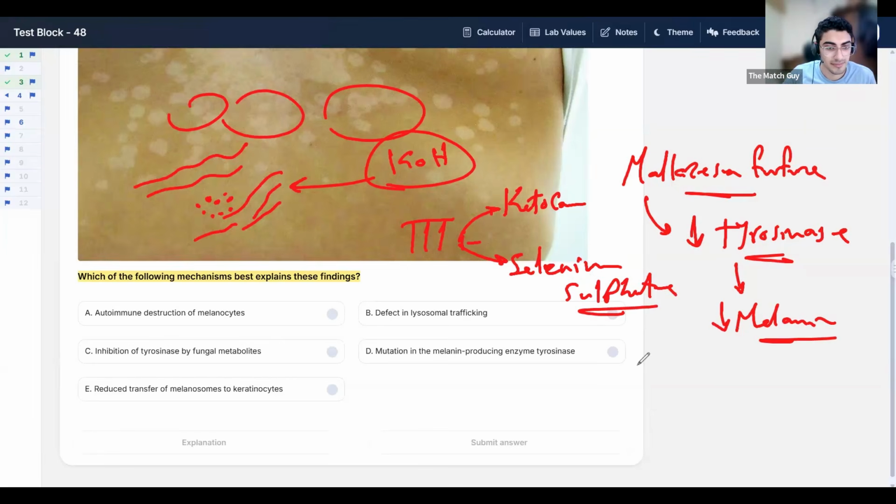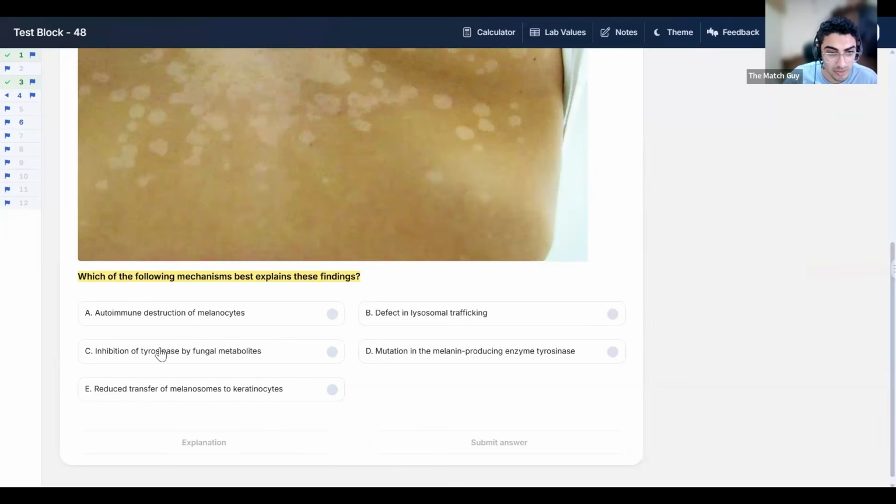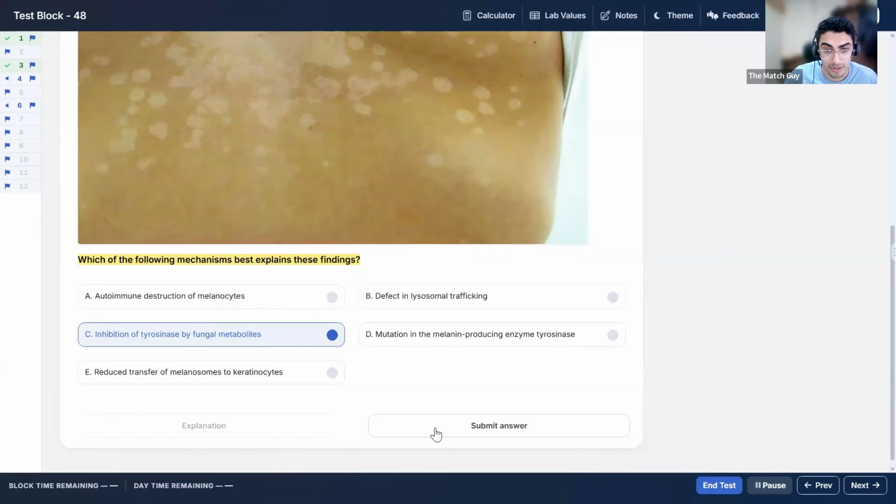Nice. Okay, so the correct answer would be inhibition of tyrosinase by fungal metabolite. Okay, autoimmune destruction of melanocytes. This would be which disease? Exactly. Autoimmune destruction of melanocytes is the correct answer for vitiligo. Okay, vitiligo.